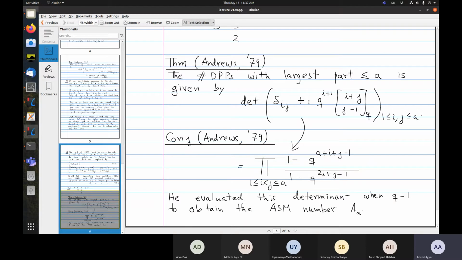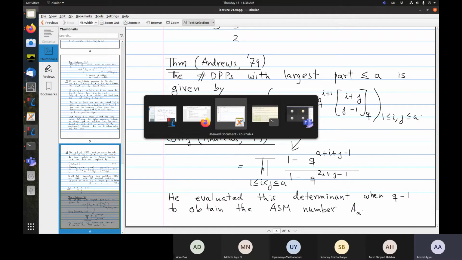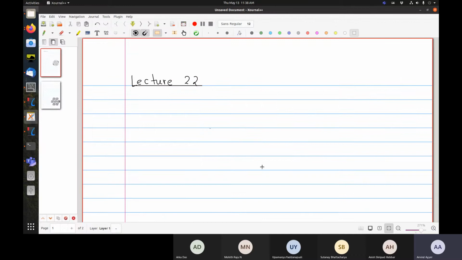Andrews, although he formulated both of these as determinants, was not able to evaluate them. But he was able to evaluate this particular determinant when q equals 1, and he obtained the ASM numbers. So remember at the beginning of the course I mentioned 3 families of objects counted by ASMs, and DPPs was one of them. So he managed to show it. So now let me continue the story.